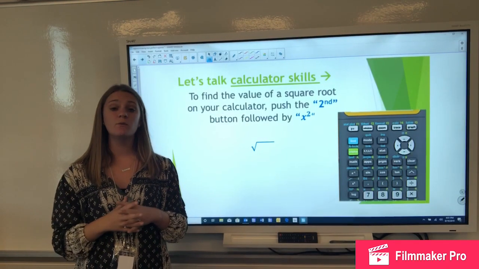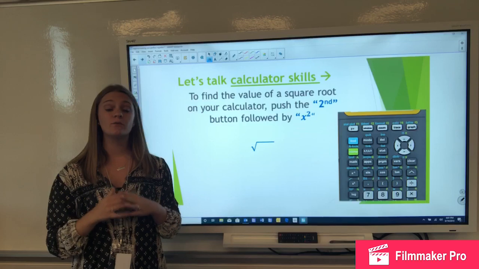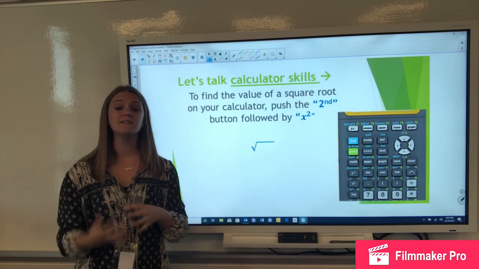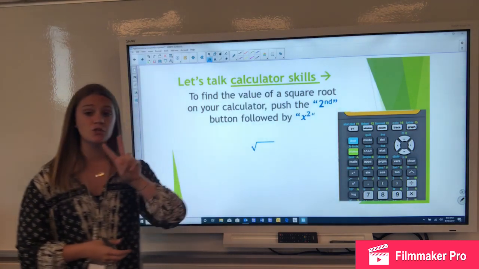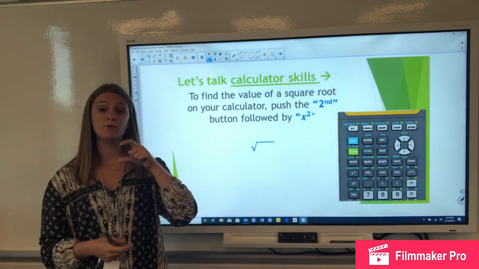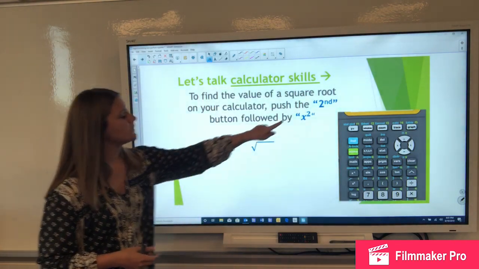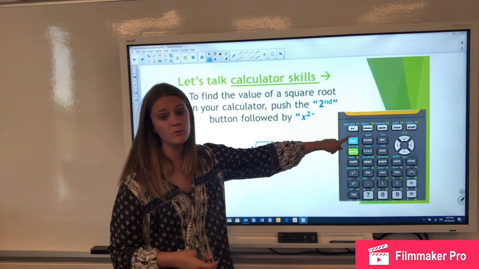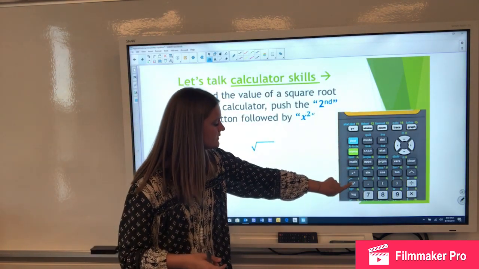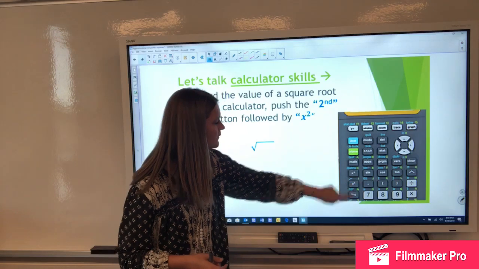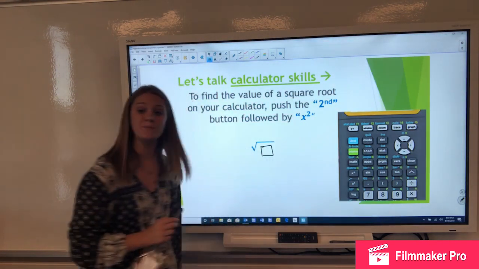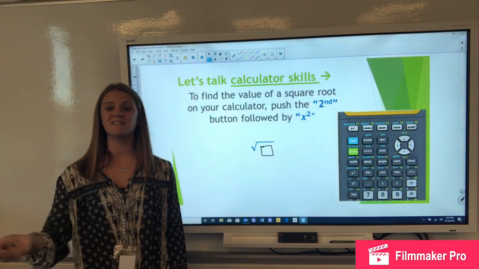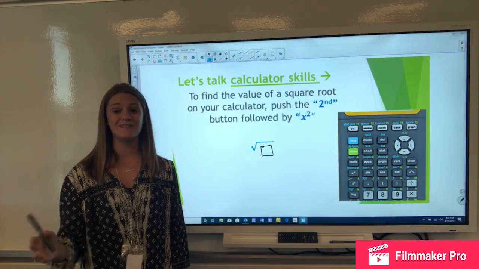All right, real quick, we want to talk about how to type square roots into our calculator so we can always double check our work. So here's an example of your calculator. It's just two buttons to pop up the empty square root symbol. So you're going to click the second button, which is blue, and then the x squared button down here, a couple buttons down, and you should pop up with an empty square root sign, and you can type your square root into that box and press enter for its approximate or exact value.